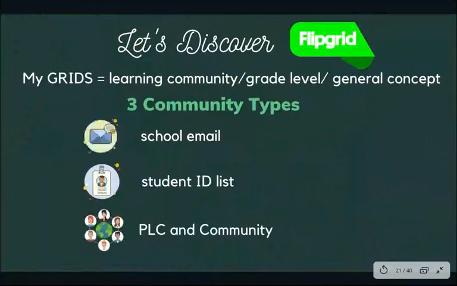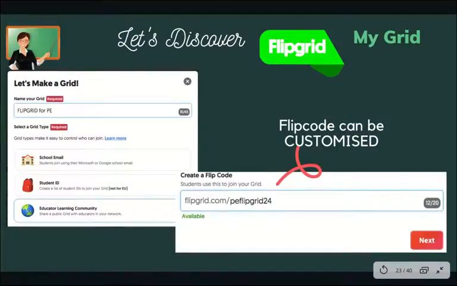So I've mentioned grids already. You have 3 community types. You can use a school email, student ID list, or PLC and community. When it's a school email, this is how your grid looks when you're creating it. So notice this one, you have to name it, so it's customized also. Then choose from the 3: school email, student ID, or educator learning community.